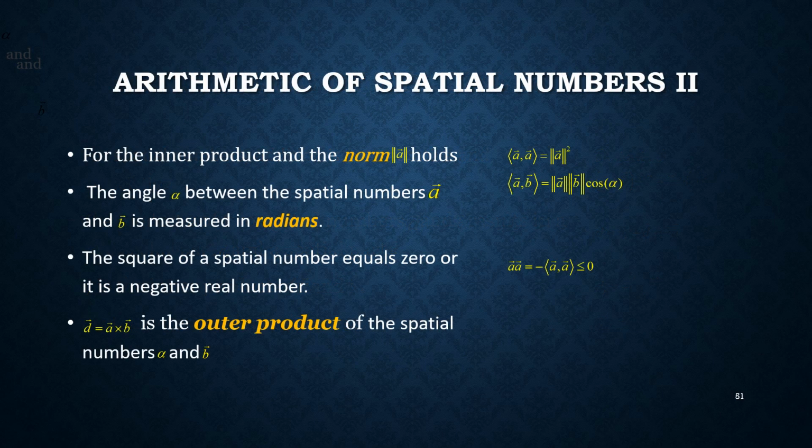For the inner product and the norm of A holds. The angle alpha between the spatial numbers A and B is measured in radians. The square of a spatial number equals 0 or it is a negative real number. This formula represents the outer product of the spatial numbers A and B.